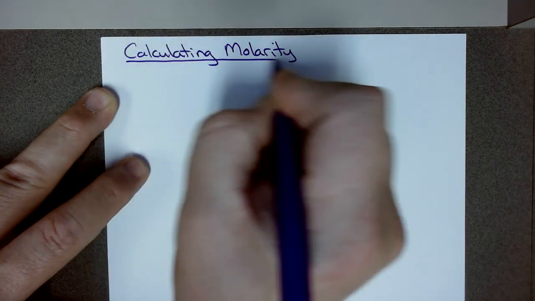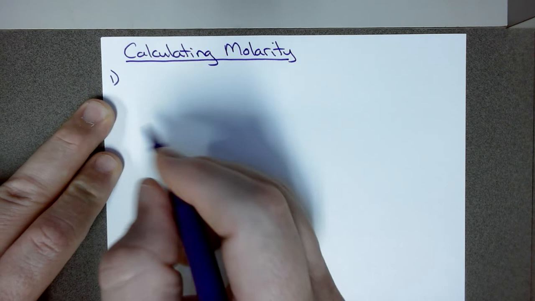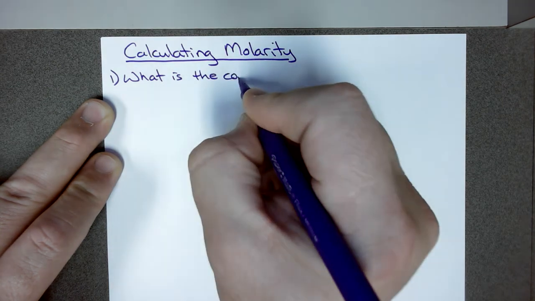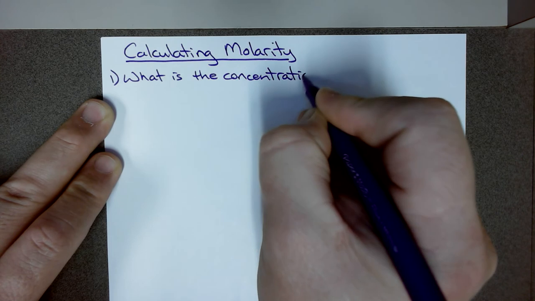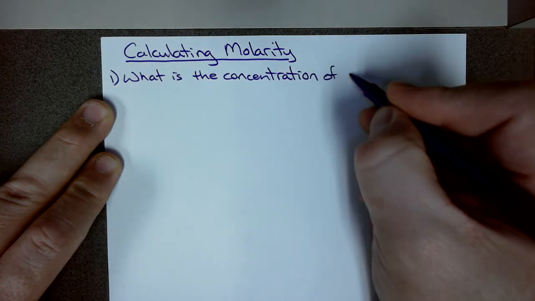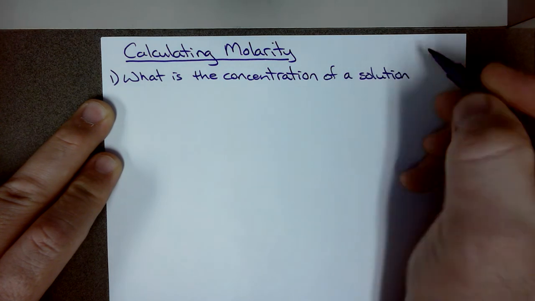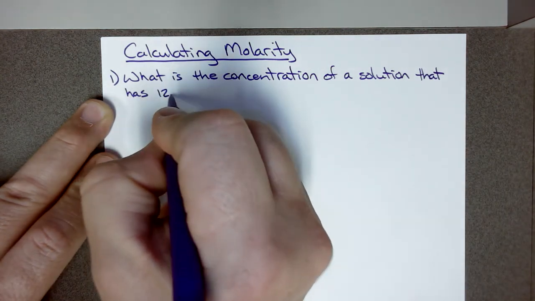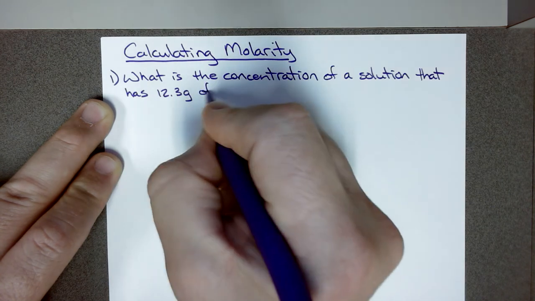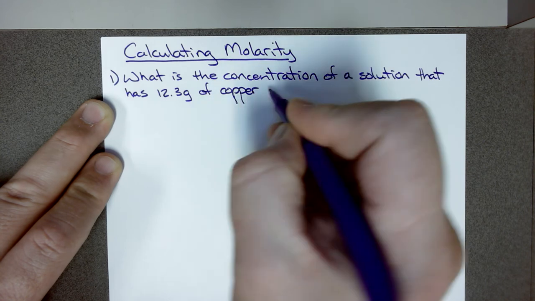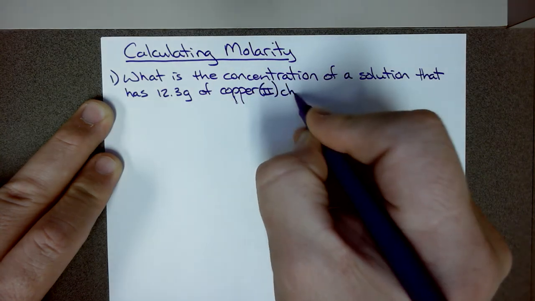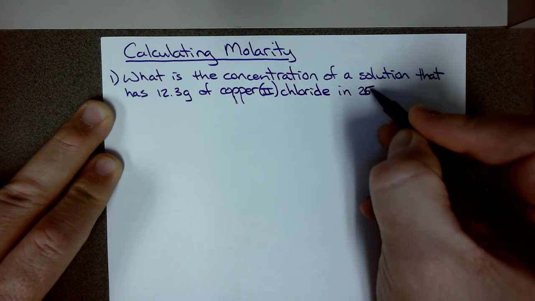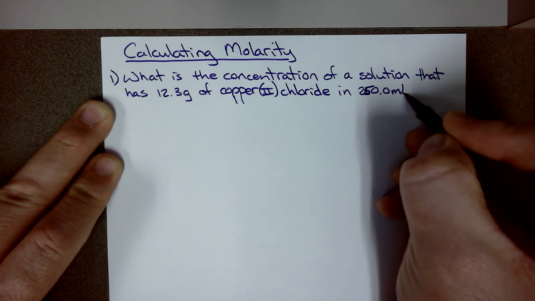And we're going to do 3 practice problems in this. So in the first problem, the question is, what is the concentration of a solution that has 12.3 grams of copper 2 chloride in 250 milliliters of solution?